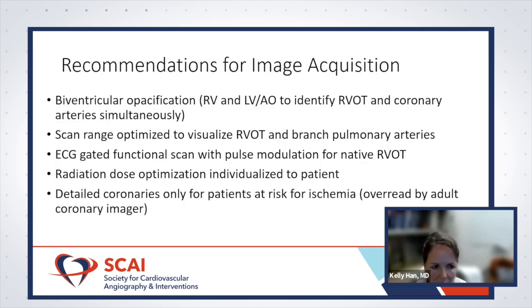And then we went through recommendations for image acquisition. A lot of this is for adult cardiology people who don't do a lot of congenital heart disease, in terms of how to image the right ventricle. Biventricular opacification is really important. So I think you have to have a contrast injection that's going to opacify both the right and the left heart.